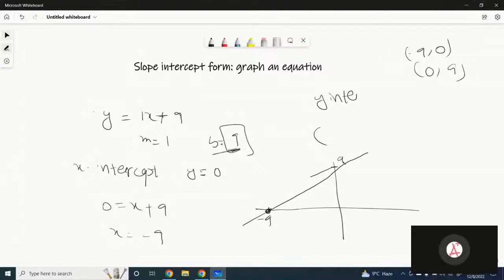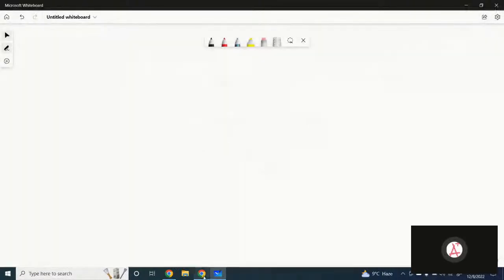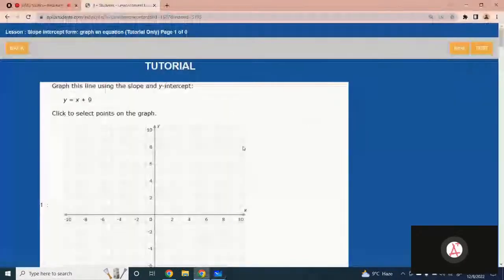Or also you can find points, like just replace x with 1. So it would be y equals 1 plus 9. That means when x equals 1, y equals 10. Got it? Here you have 1. Just find the value on the point. It would be 10. Got it? Okay, let's move on to the next example. Because it's a tutorial only, you don't have these questions on the test.